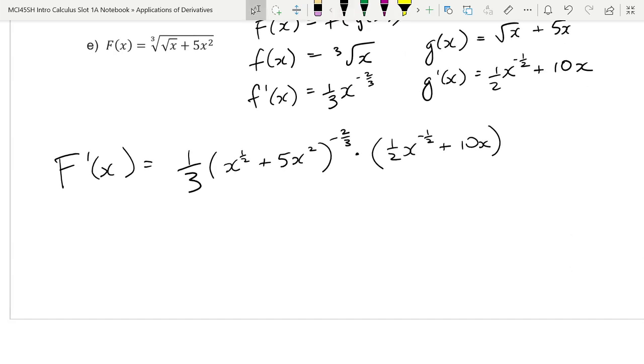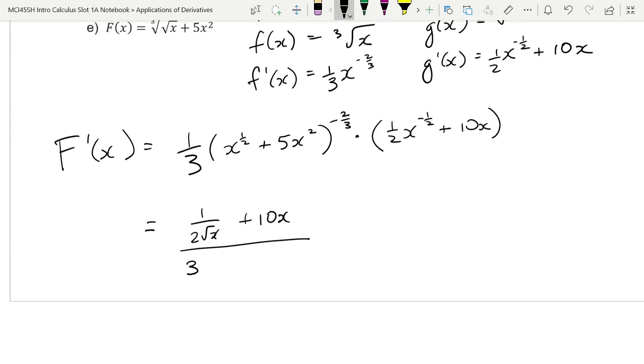But if we had to go back to a radical form for that answer, let's see. We would have the square root. Oh, geez, this would be ugly. I would have 1 over 2 root x plus 10x all over 3 times the cube root of the square root of x plus 5x squared, squared. Right? Somebody double check my thinking on that.